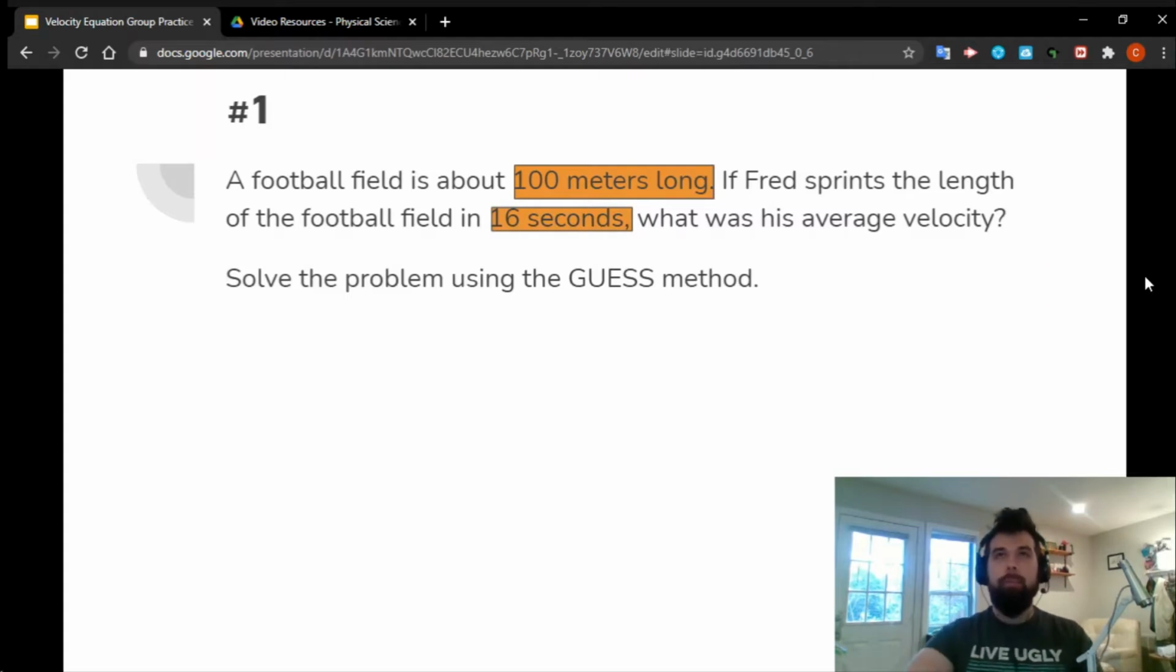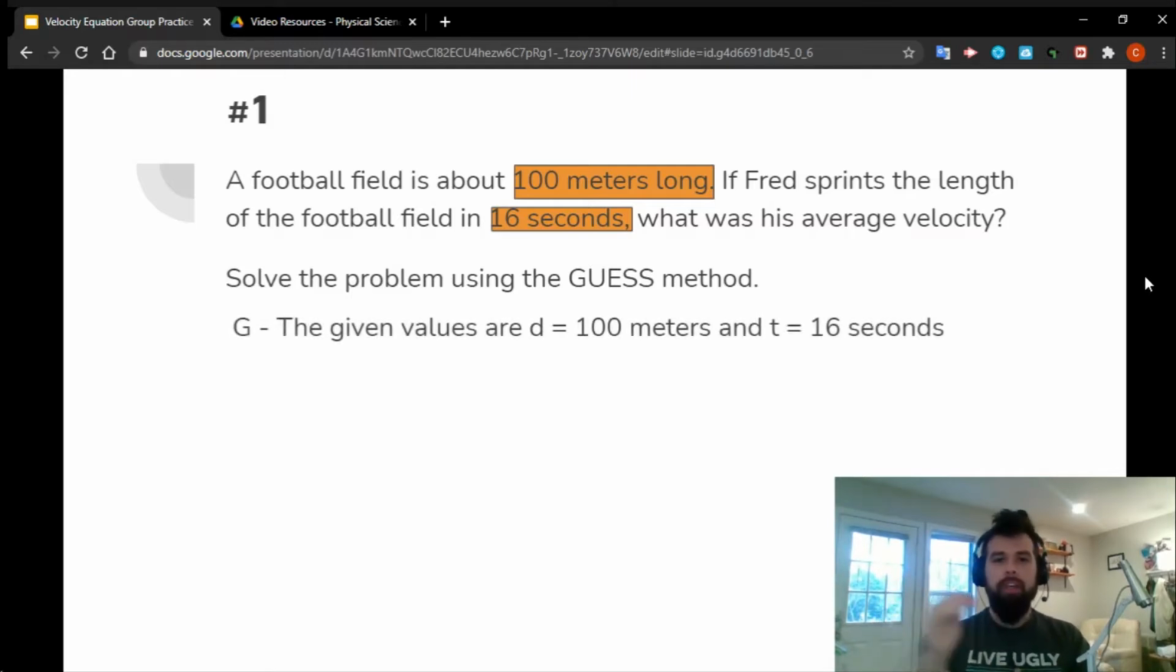So when I think about these two numbers, the next step is to sort of decide what they actually tell me. Are they giving me the distance, the time, the velocity, what? So under G, I'm going to list those out. 100 meters is a unit of distance. That's how I measure the length of something, is in meters. So that's going to be my D. That's going to be my distance value. And then because seconds are a unit of time, that's going to be T.